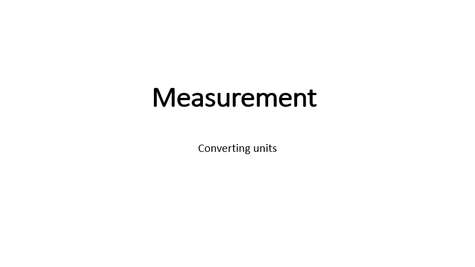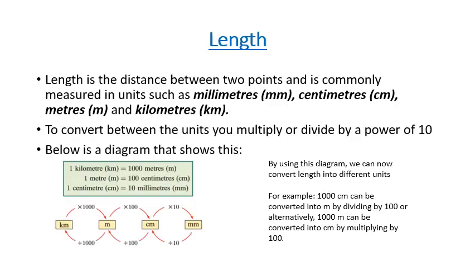Okay, this video tutorial looks at measurement, and more specifically we're going to look at different units of measurement and then how you convert between them. So the first measurement that we're going to look at is called length. Now length is the distance between 2 points, and it's commonly measured in units such as millimeters, centimeters, meters or kilometers. Now in order to convert between these units, we simply multiply or divide by a power of 10. So that could be 10, it could be 100, or it could be 1000.